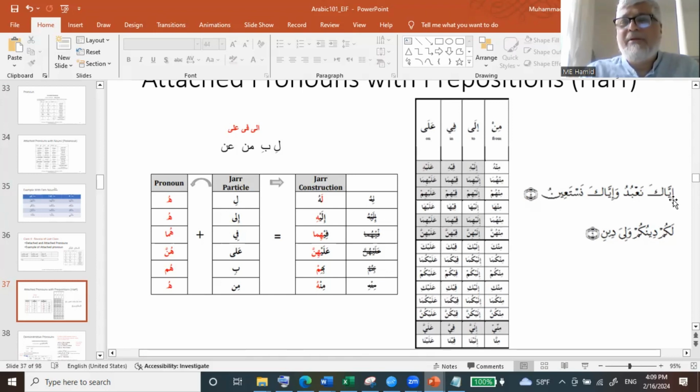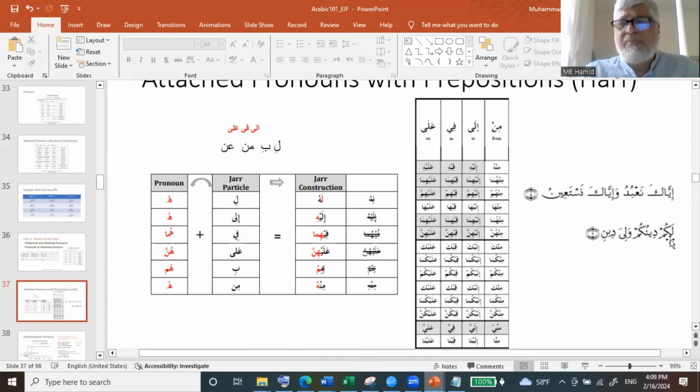Here's an example. In Surah Fatiha, we see Iyaka na'budu, only to you we worship. This ka: if we were to say only to him we worship, we would say Iyahu na'budu. Only to him we worship. So you can change the pronouns and make other meanings.